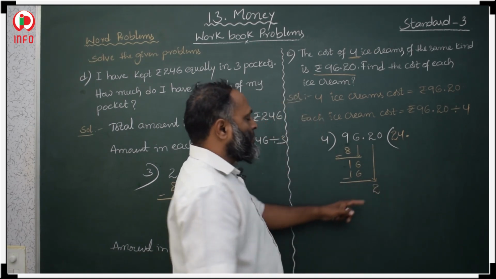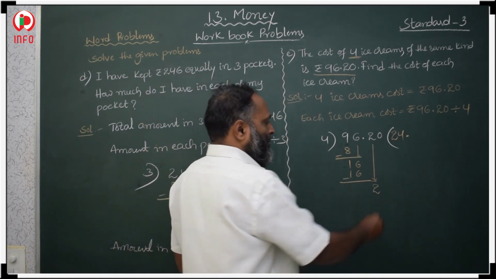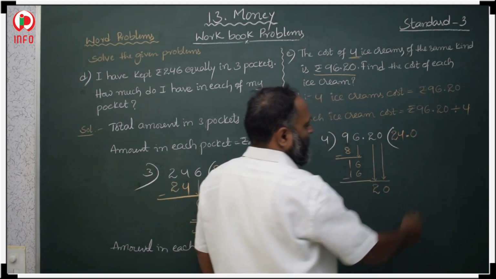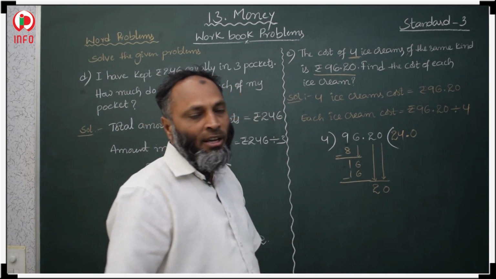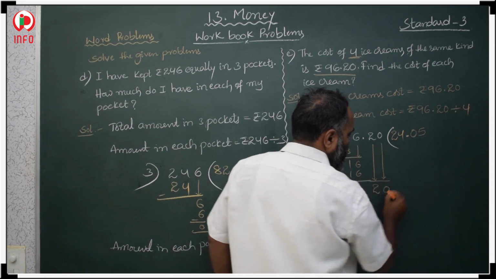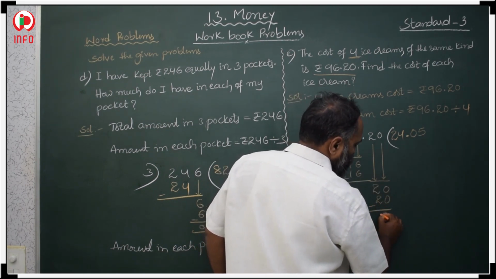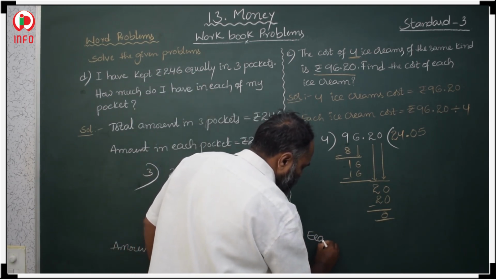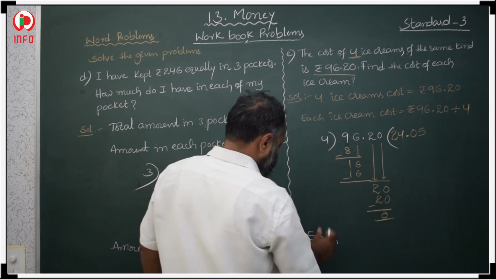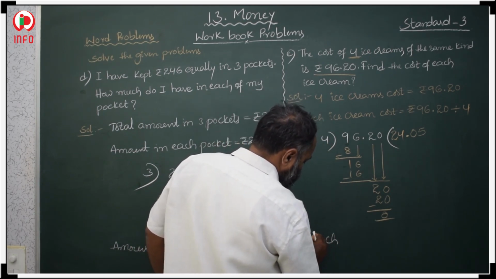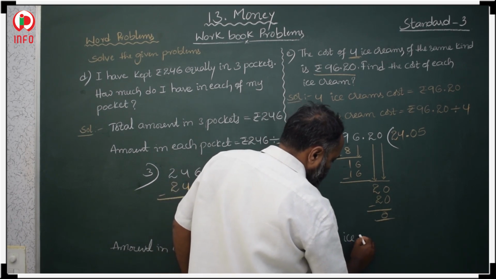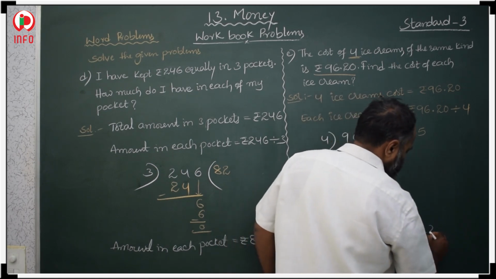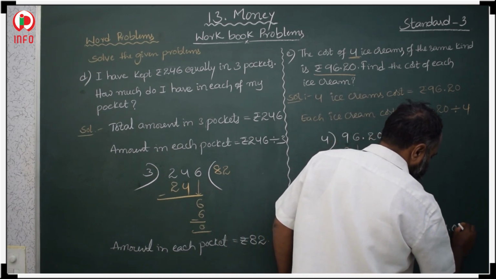Then 2. This 2 is less than 4, so we should take one more digit, that is 20. If you copy 2 digits at a time, you keep a 0 here. Then in the 4 table, 4 5s are 20. Then 20 minus 20 is 0. It means each ice cream price is equal to 24 rupees 5 paisa.